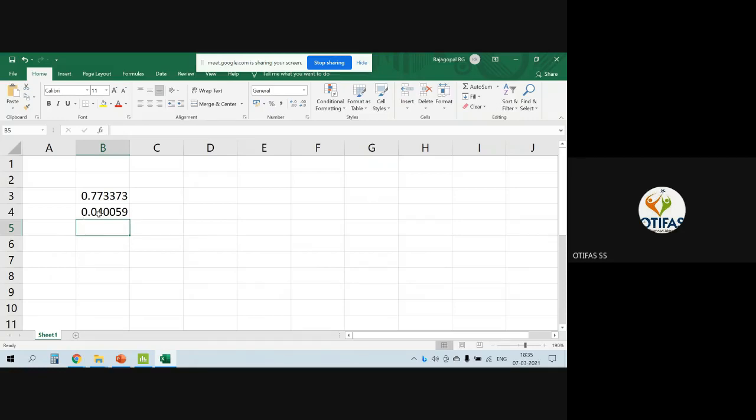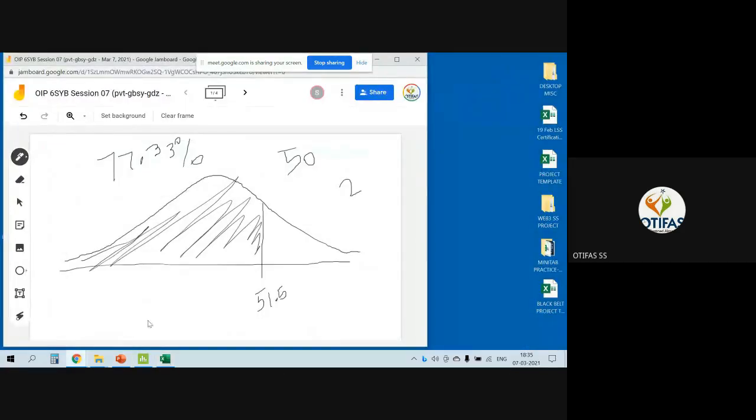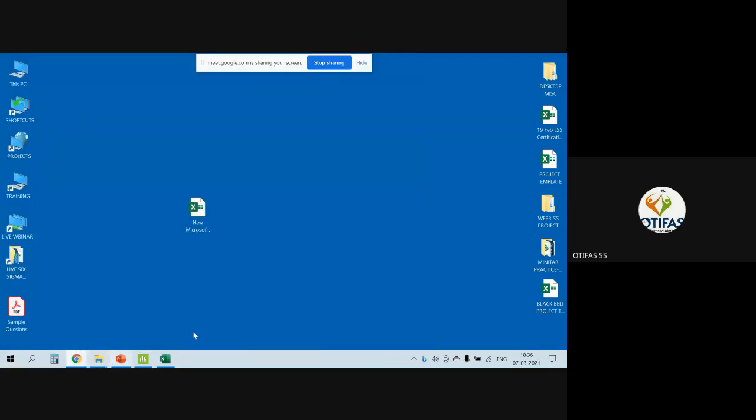What is the value you got? You got 0.04. That means this value, the other value till 46.5, it is 0.04. That means 4%. Now, if you minus this from this, you get the value falling between these two. Clear? This is how it is done.